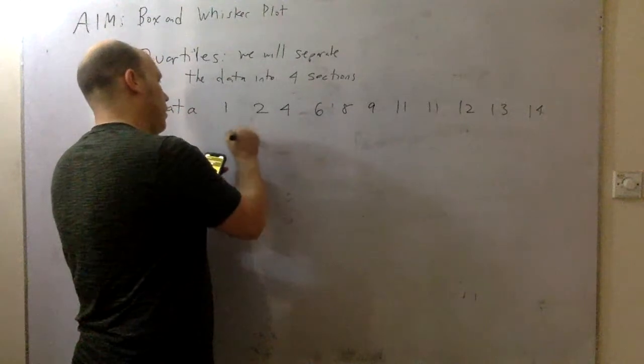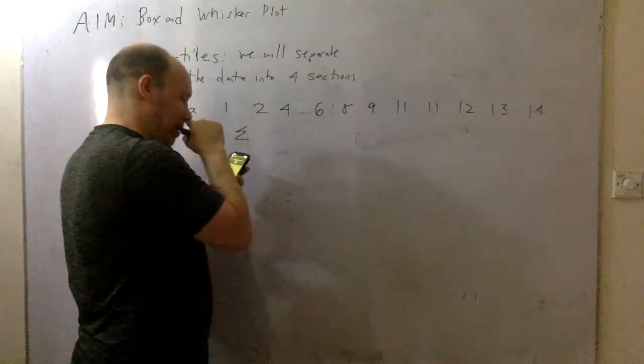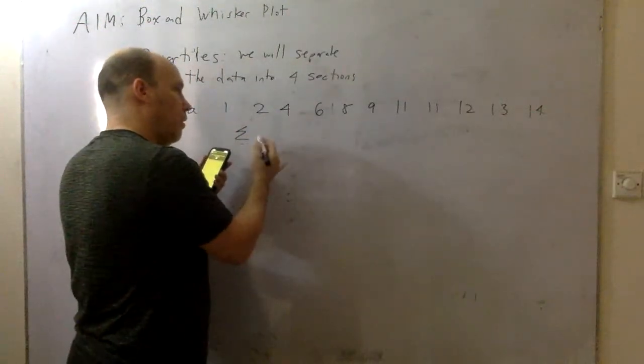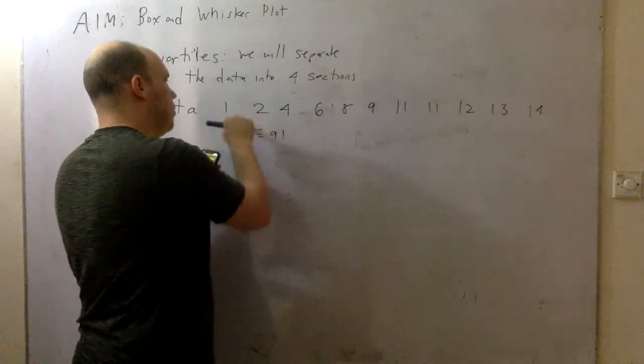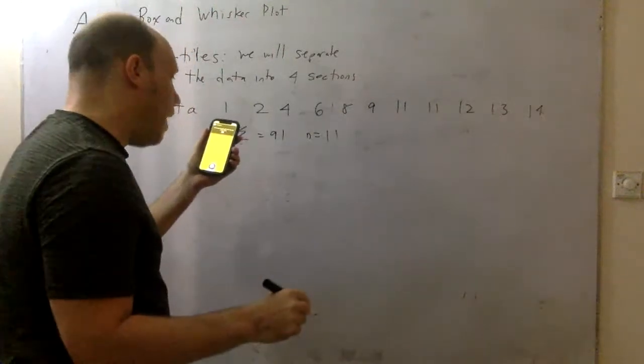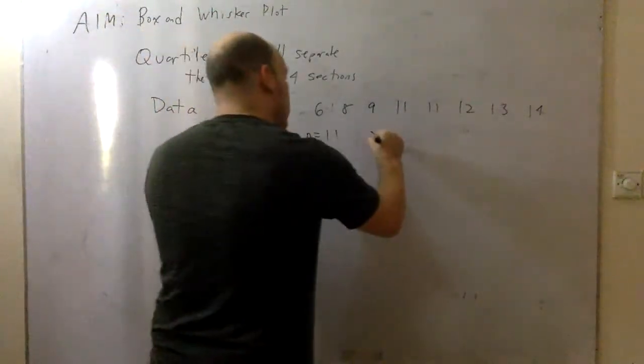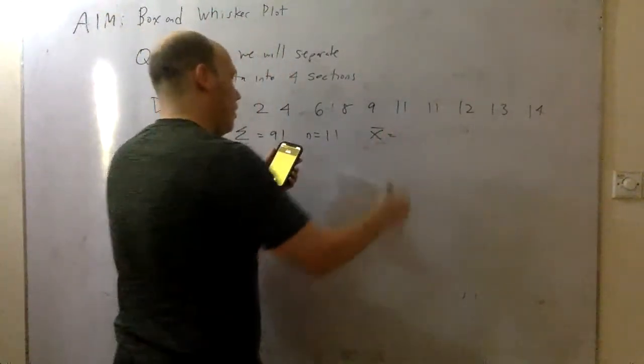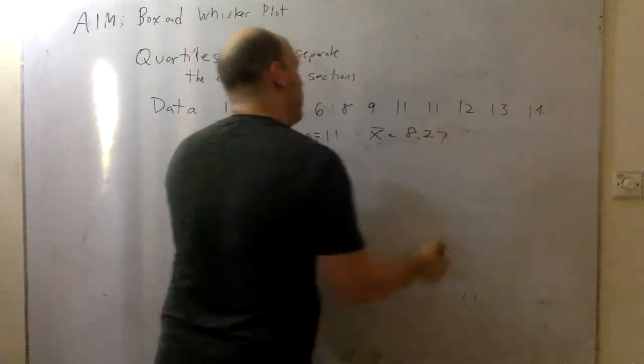1 plus 2 plus 4 plus 6 plus 8 plus 9 plus 11 plus 11 plus 12 plus 13 plus 14 is 91. Let's see, 1, 2, and this is 11, n equals 11. Hey Siri, 91 divided by 11. 91 divided by 11 is about 8.2727.